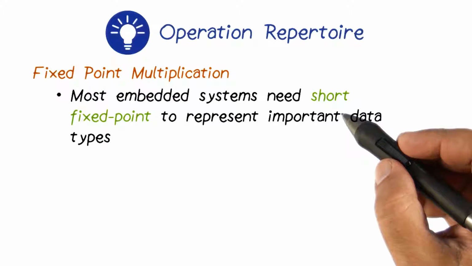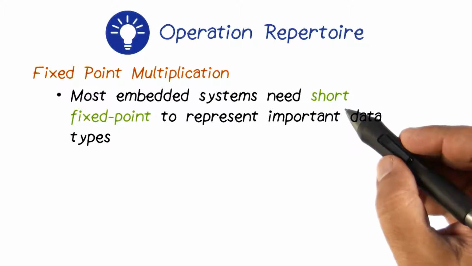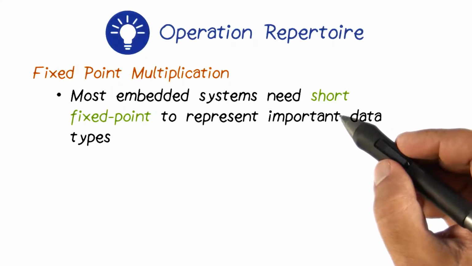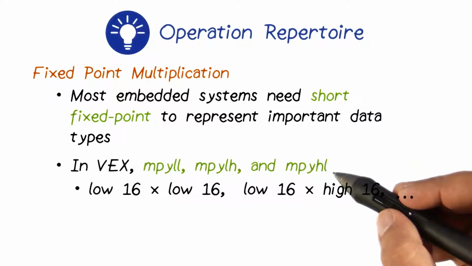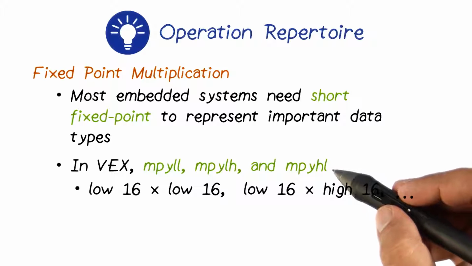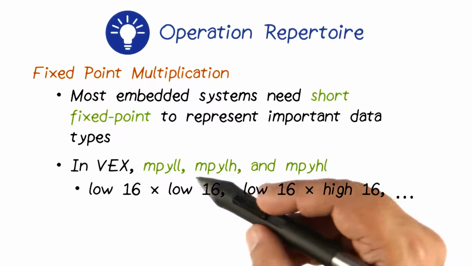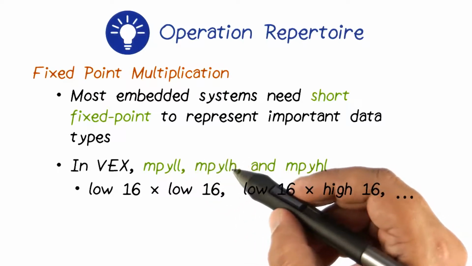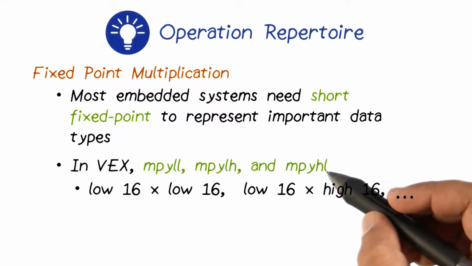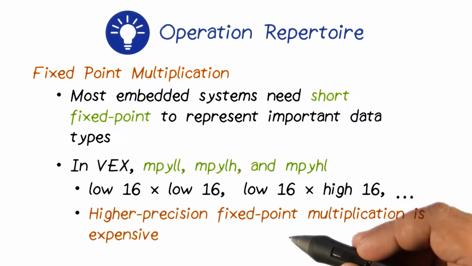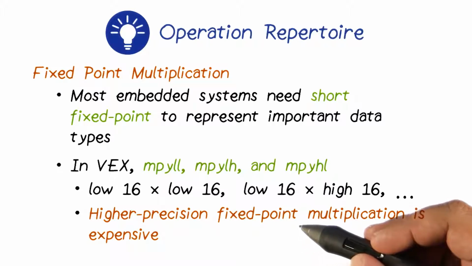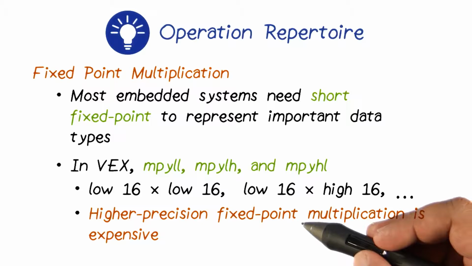In most embedded systems, it is sufficient to support the short fixed point as against the long fixed points. For example, in VEX instruction set, we have different kinds of fixed point operations supported, typically at the 16-bit level as short fixed points. The instructions such as MPYLL, MPYLH, and MPYHL support these types of operations. The higher precision fixed point multiplication is typically not supported because it is very expensive, and the data types which involve higher order fixed point are quite rare.